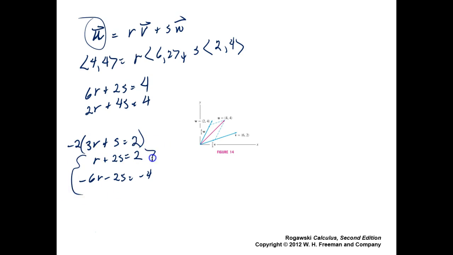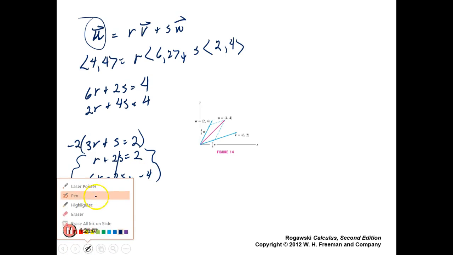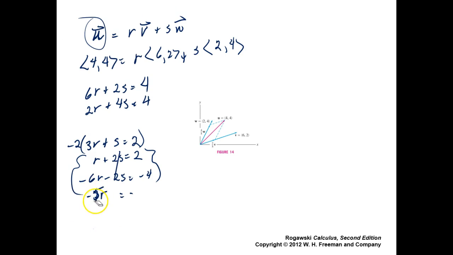So rather than writing it down again, I'm just going to add them this way. What do you notice happens now? Because you were judicious multiplying the top equation by -2, when you add these two together, the s's are eliminated. So that's what we call elimination by addition. So these two go away, and what does that leave you with? Negative 5r is equal to negative 2. Is that what you said?